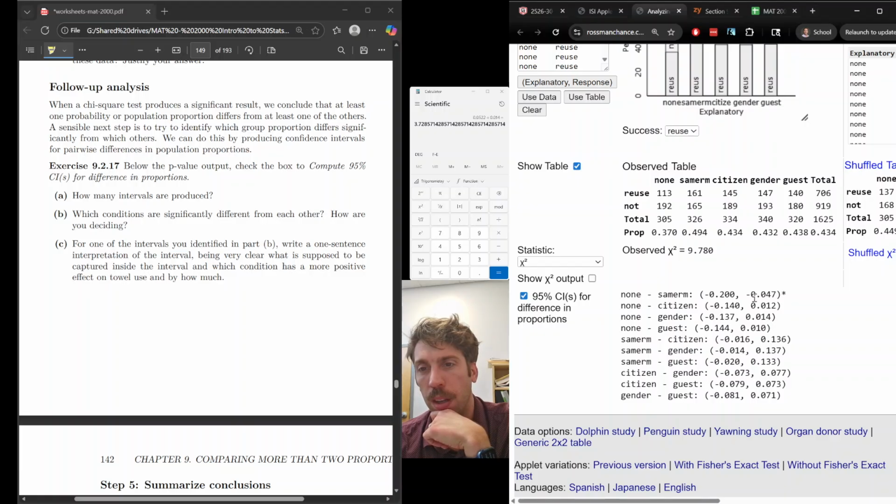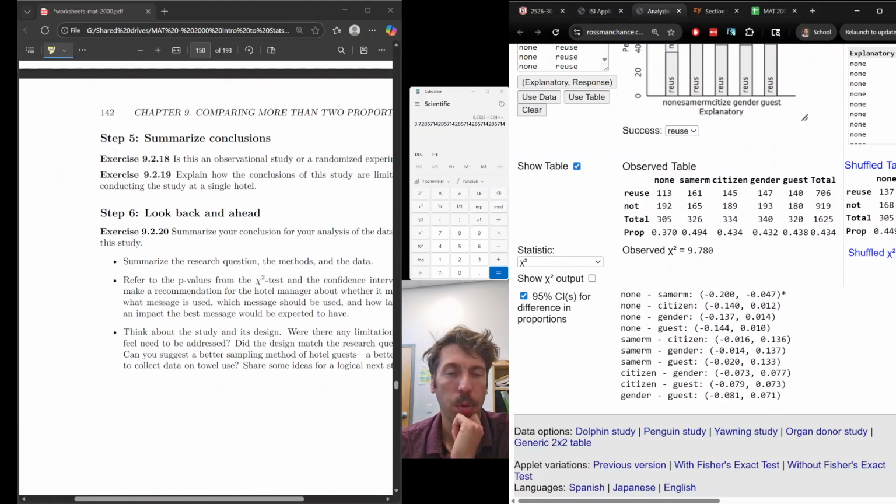So I'm 95% confident that between about 0.0547 to 0.2 proportion of guests are more likely to reuse their towels with the same room message compared to the no norm message. So it's a complicated sentence to write down. Make sure that you get that all correct in how you write it out.